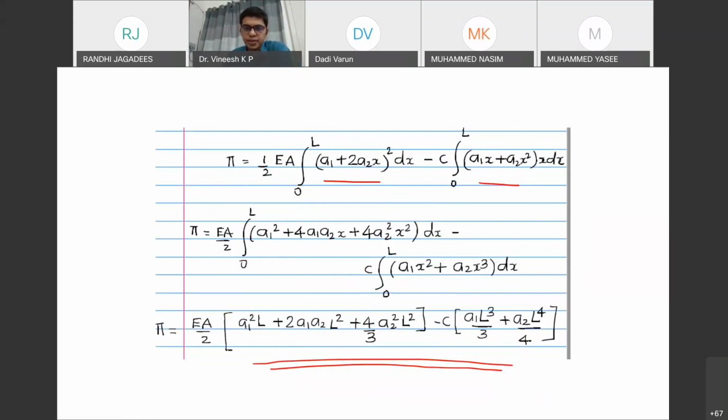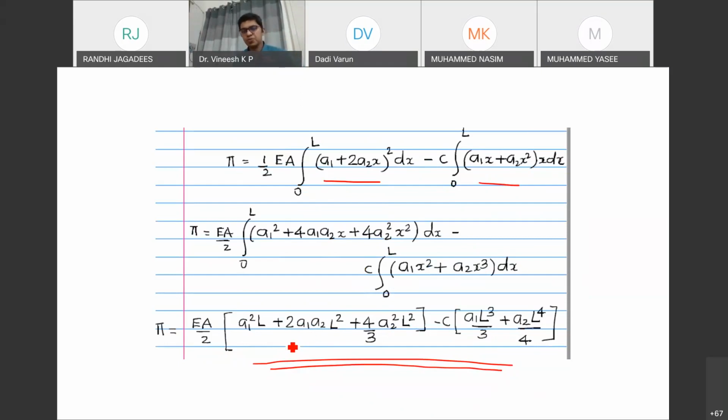Maybe you can do it later. So what we did here, we assumed displacement as an approximate function of polynomial degree 2. Once you did it, you just substitute in the expression for the potential energy, and then finally you are going to get potential energy in terms of A1 and A2. So I am going to the next slide. If you are unable to do this one, you can do it later.